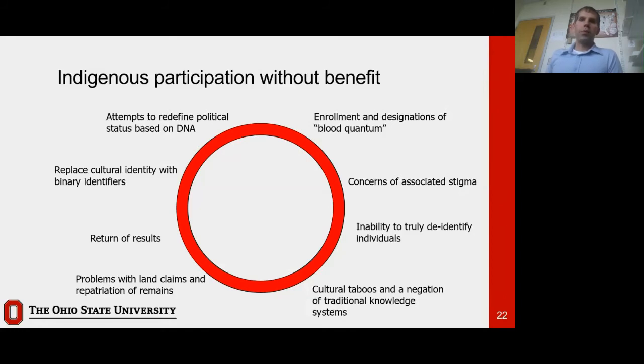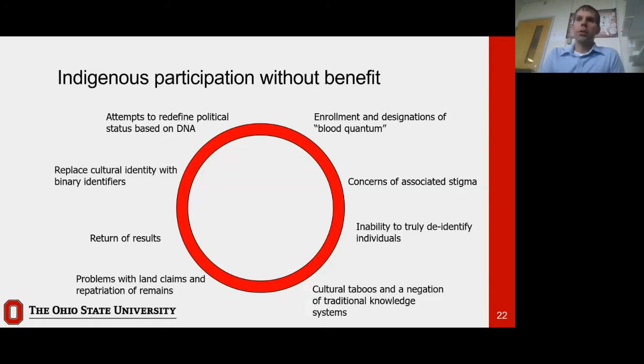There were attempts by different entities, established by the US government or not, to define the political status of Indians based on DNA, and to set up enrollment and blood quantum designations that either remove tribal members that are integral to the community or add different segments of the community that maybe weren't integrated before, this idea of diluting out some of the benefits that exist within a tribe.